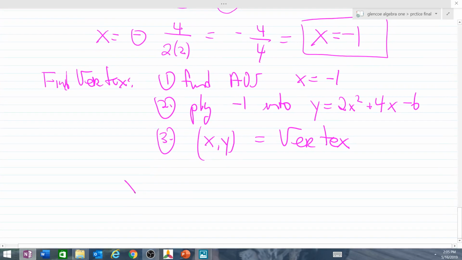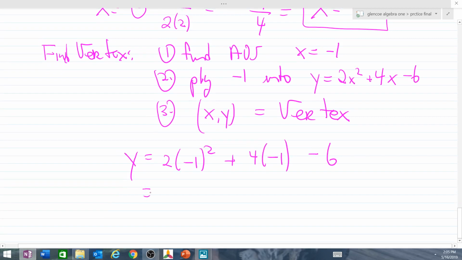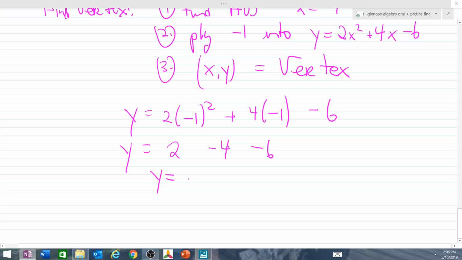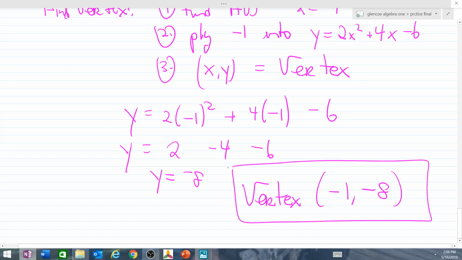So here we go. It's going to be y equals 2 times negative 1 squared plus 4 times negative 1 minus 6. So y equals 2 times 1, which is 2, minus 4, minus 6. So y equals what, guys? What's 2 minus 10? Negative 8. So my vertex has the coordinates of what, guys? Negative 1, negative 8. Are you all with me? Okay, so you should be able to do 35 on your own.